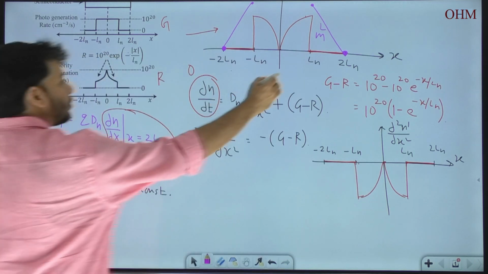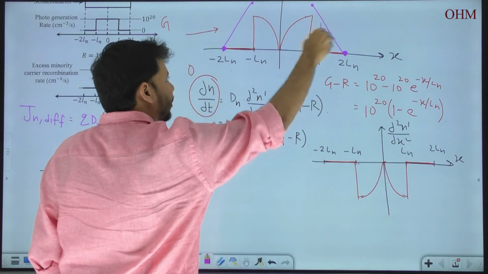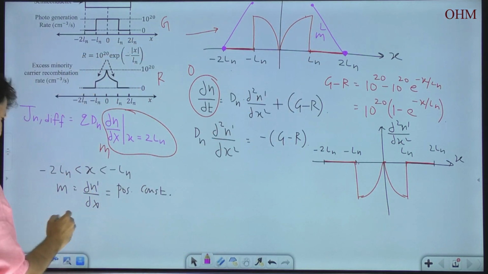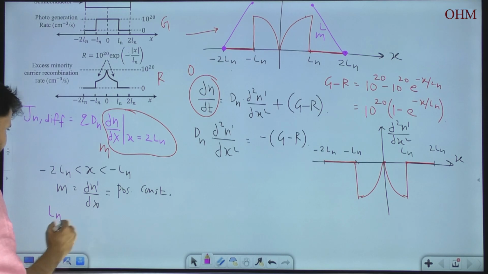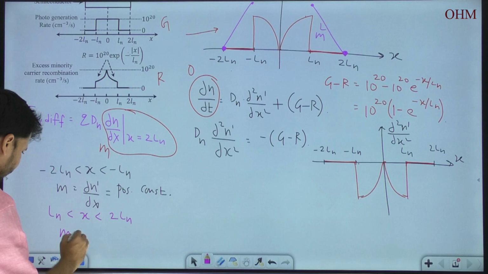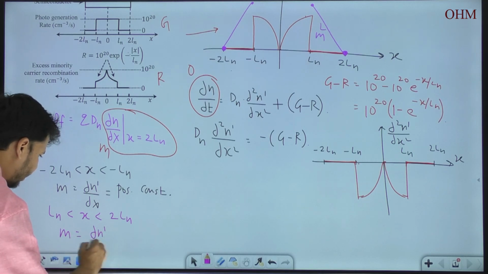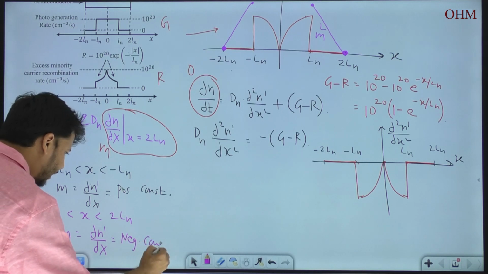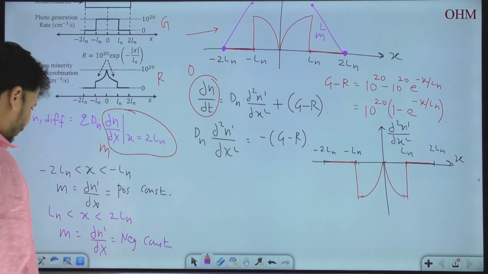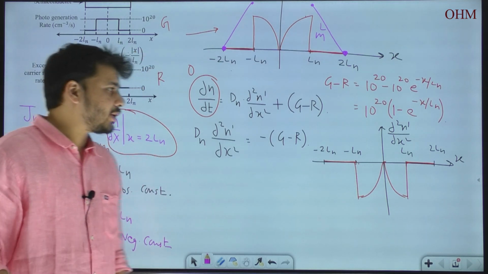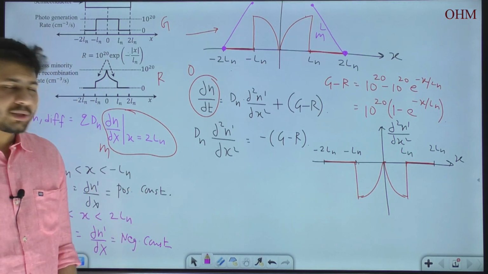And similarly, between Ln and 2 Ln, again the slope is constant, but this time the slope is negative. That means dou n prime by dou x is a constant, but a negative constant. So we'll make use of these two facts while plotting how the first derivative, that is dou n prime by dou x, varies with distance.